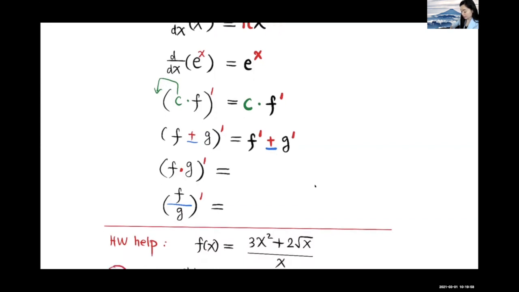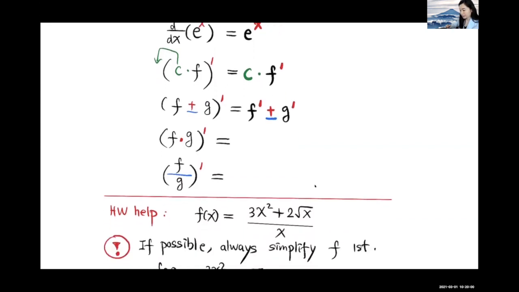Now the product rule. Without looking at your notes, can you guys tell me what's the product rule? What's the derivative of f times g? It will be f times the derivative of g, and adding g times the derivative of f. You got it.